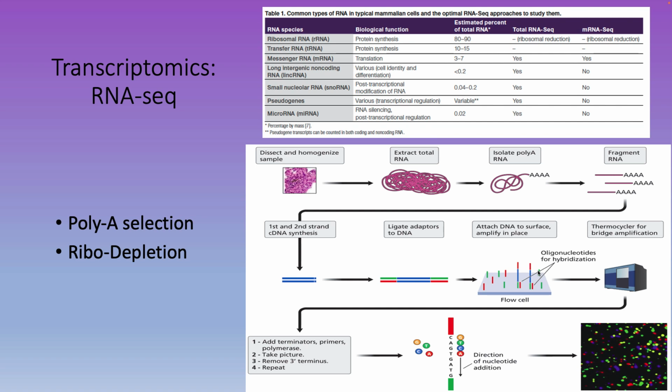There's also a method by which, instead of pulling down everything that has a poly A tail, you could pull out all of the ribosomal RNAs and tRNAs, a process that we refer to as ribodepletion. One of the powerful things about that process is that it leaves behind some of the non-coding RNAs that might be expressed, which can also be important in gene regulation.